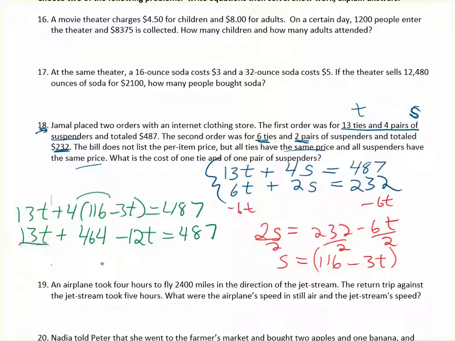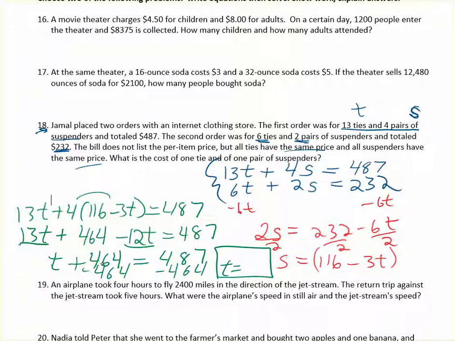So we have some like terms here, but it's kind of nice. We have 13t minus 12t. That's just 1t. So we're going to really quickly be able to solve this for how much ties cost. Once we subtract 464 from both sides, you will know how much a tie cost, and you'll be done with a big part of this problem.